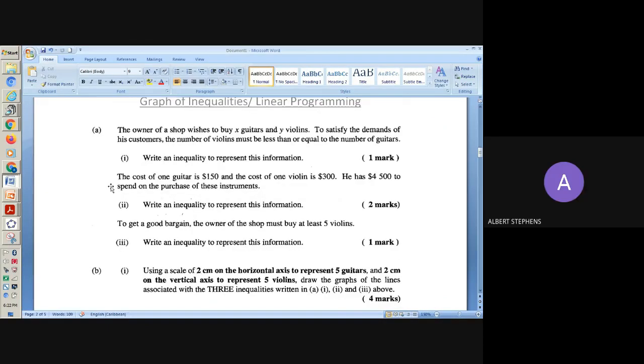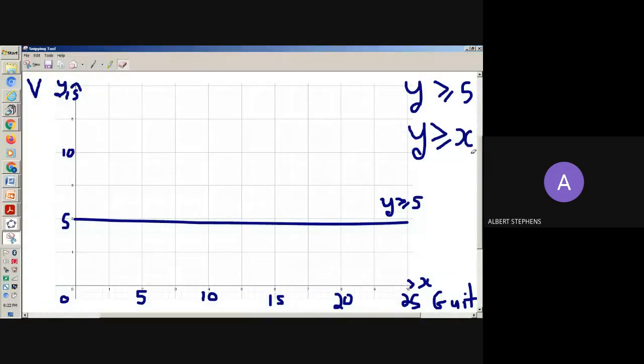Yes, sir. The first inequality. Oh no, sorry. Less than. Y less than x, right. So this one is part 3. And this one is part 2.